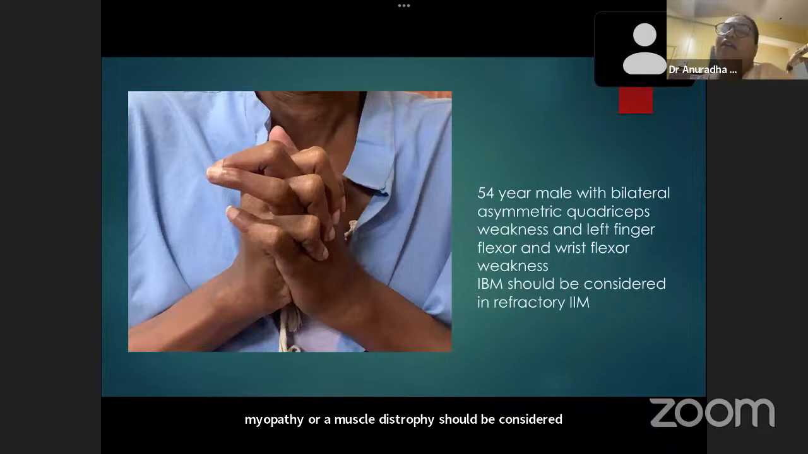We should not forget that initially in the evaluation, we should always rule out whether a patient with refractory myositis has IBM or not. This is a 54-year-old male who had presented with bilateral asymmetric quadriceps weakness and left finger flexor and wrist flexor weakness, which was more than the right, and was of 5-year duration.